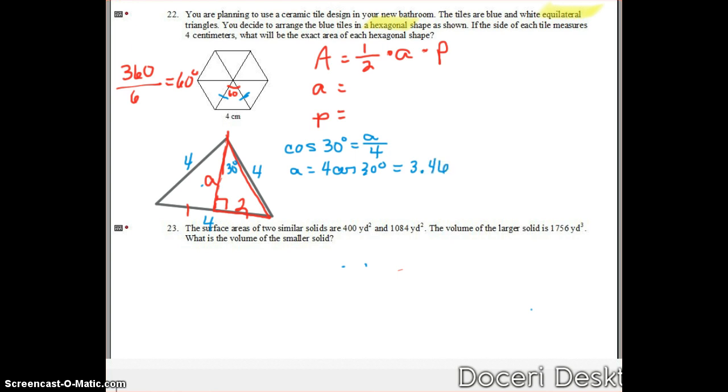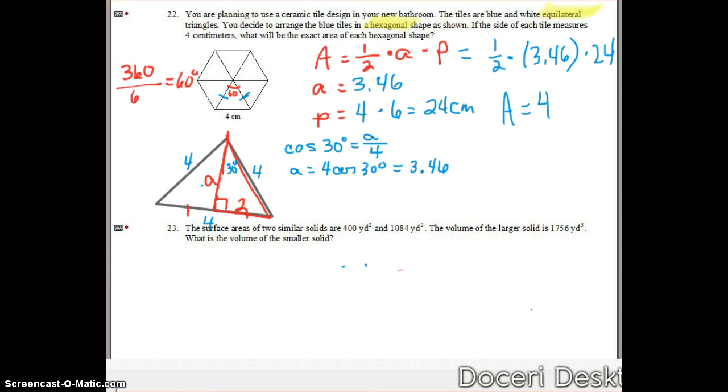So now I have A. The perimeter, let me use the top here. A is 3.46. The perimeter, we know that one side of the hexagon is 4 centimeters and we have 6 sides, so the total perimeter would be 24 centimeters. Once we have the apothem and the perimeter, we're ready to put it into our formula. The area is 1/2 the apothem, which is 3.46, times 24, which is the perimeter, and so the area is going to equal 41.52 centimeters squared.